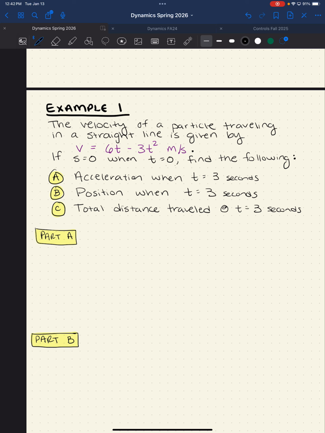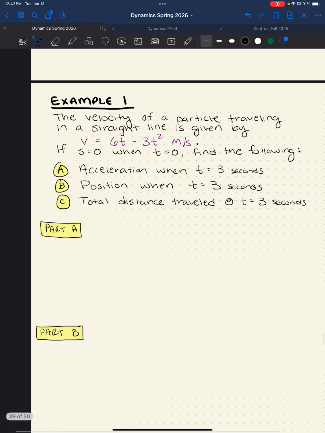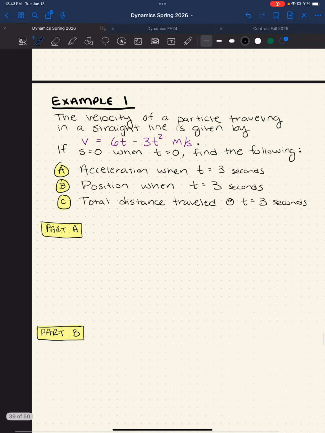Okay, so I'm going to split this up into the three different parts. I'll start with part A. We want to find acceleration, and we're given velocity. What do we need to do to that velocity expression to get acceleration? Take a derivative. Very good. So I know that acceleration is equal to dv dt. So that means I can take d dt of 6t minus 3t squared, which is equal to what? 6 minus 6t. Good, we remember some calculus.